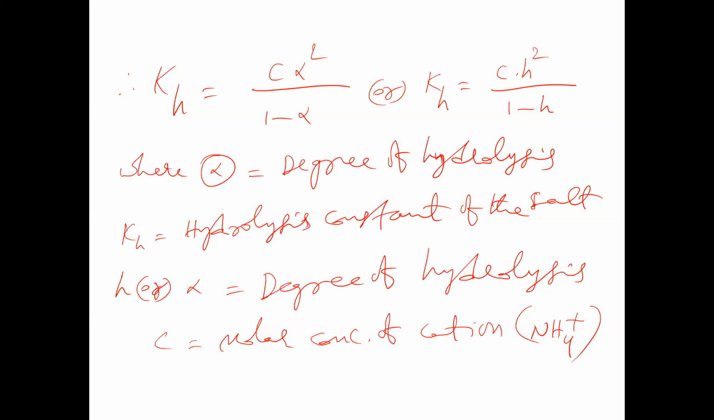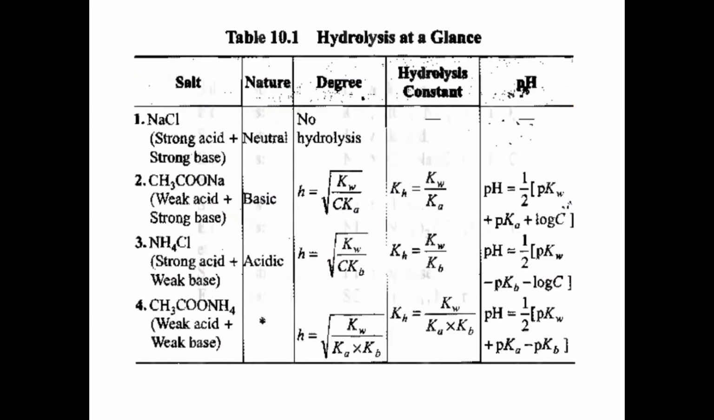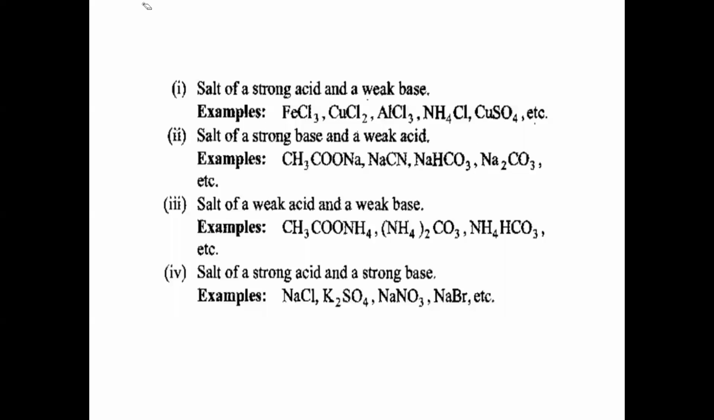Like this, different types of salts will be there. The types of salts we have to understand first. Based on hydrolysis concept, we have to say whether the solution formed is acidic in nature or basic in nature or neutral in nature. Now let us take the examples here, first examples. So here, types of salts based on hydrolysis.